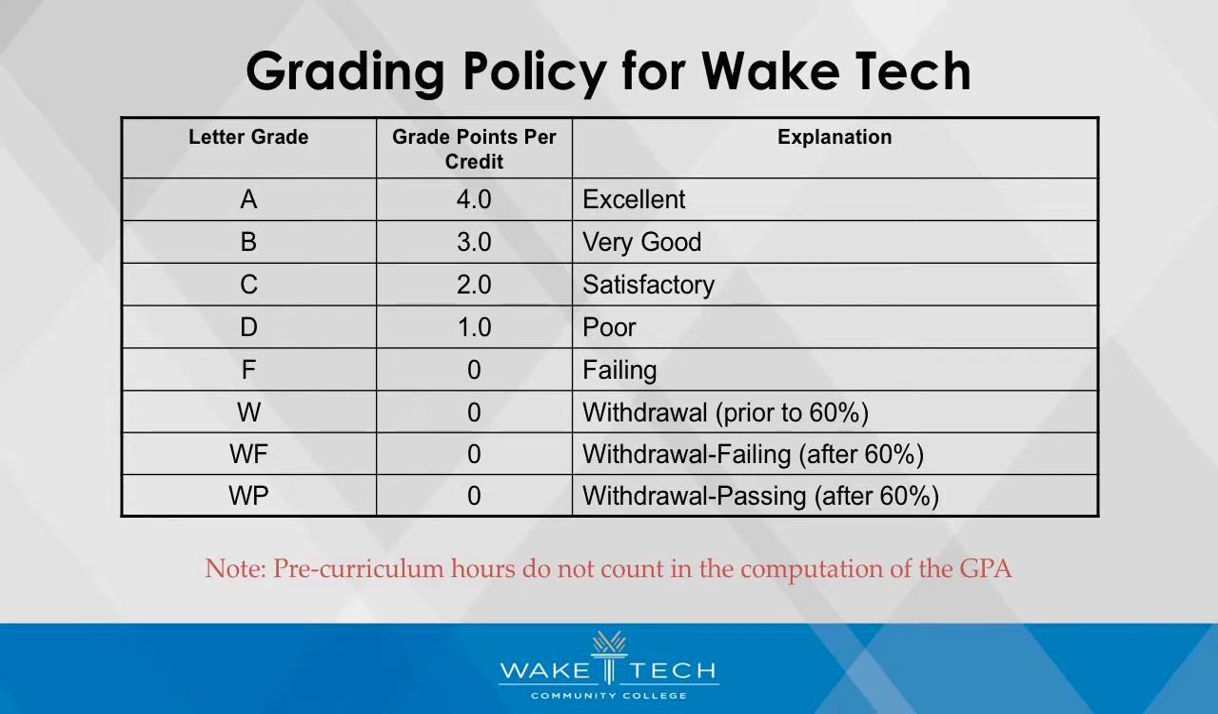Let's designate the difference between a W and a WF. A W is a withdrawal, so it's not necessarily impacting your GPA negatively, whereas the WF truly is impacting your GPA the same way an F would. The W is more so going to hurt your financial aid completion rate compared to your GPA. Yes, so if you're thinking about withdrawing from a course, always check with your academic advisor and always check with someone in financial aid to see how it will impact you.